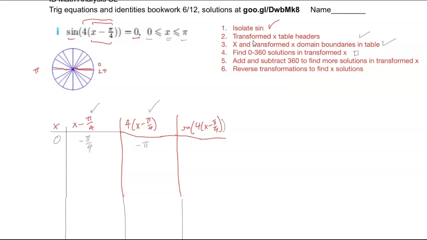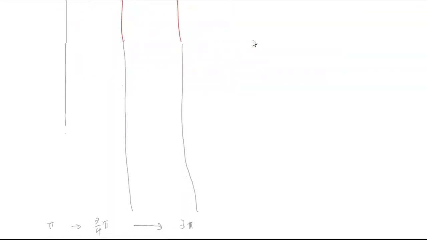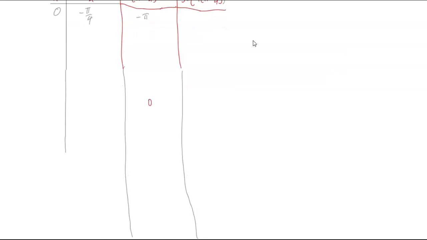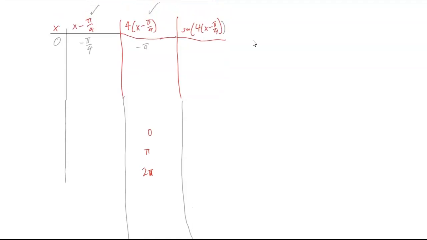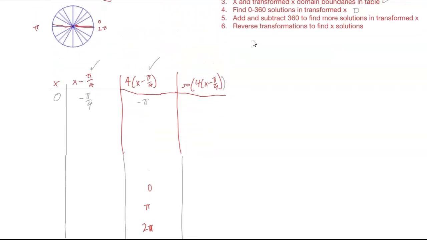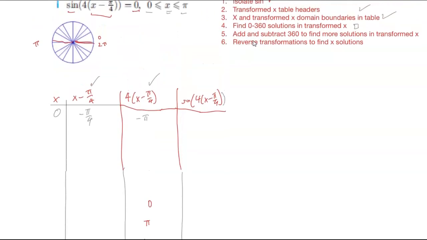0, pi, and 2 pi have a sine of 0. So I'm going to write all those down: 0, pi, and 2 pi. Usually we have 2 solutions, but it's possible to have just 1 solution. It's possible to have 3 solutions in this case, okay? So those are the 3 possible solutions.